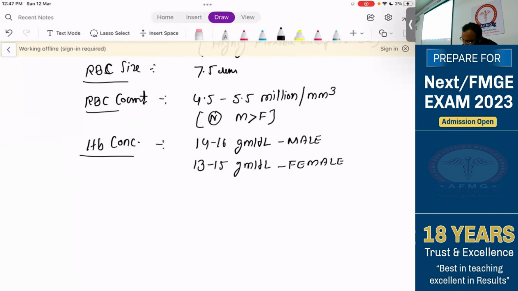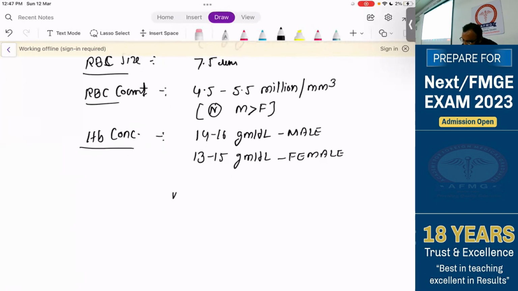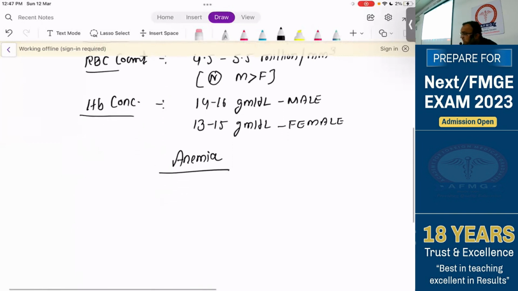So what is the condition called anemia? What is its definition, or what is the criteria to diagnose this condition? RBC will have only two important things. It can have anemia or it can have polycythemia. When count is reduced, it is called anemia. When count is above the normal range, it is called polycythemia.